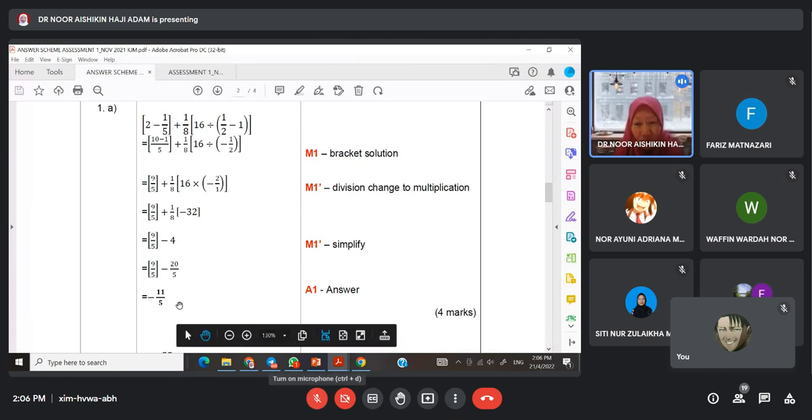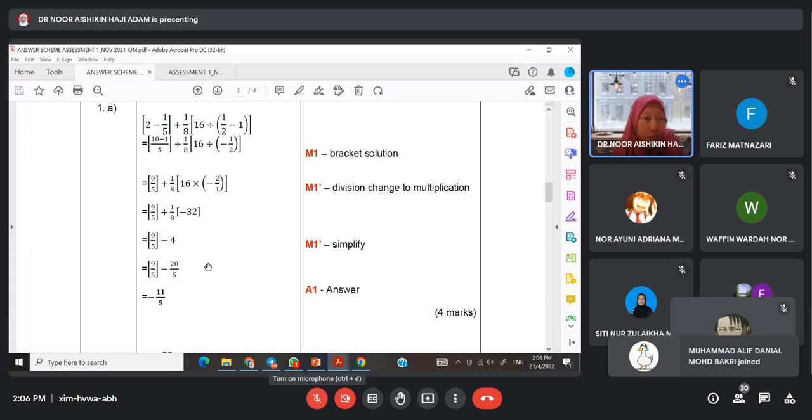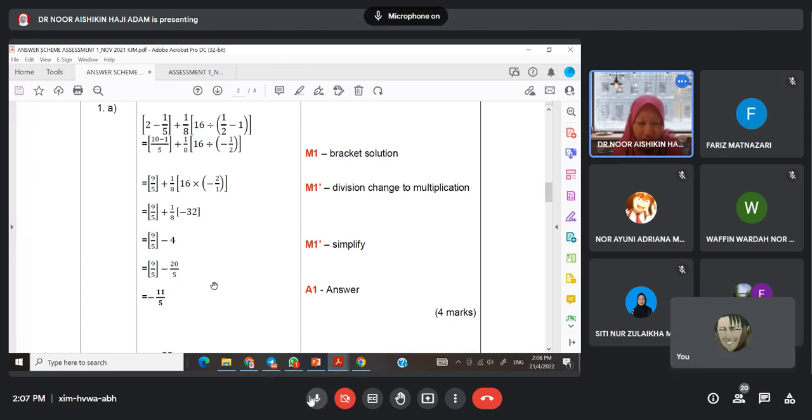Saya tak nak you guna calculator dan terus bagi jawapan. If you do that, you get no mark, even though you give the correct answer, because you should show all the operations involved, the process of getting negative 11 over 5. That's what we want to see. Okay, all right. What about B?